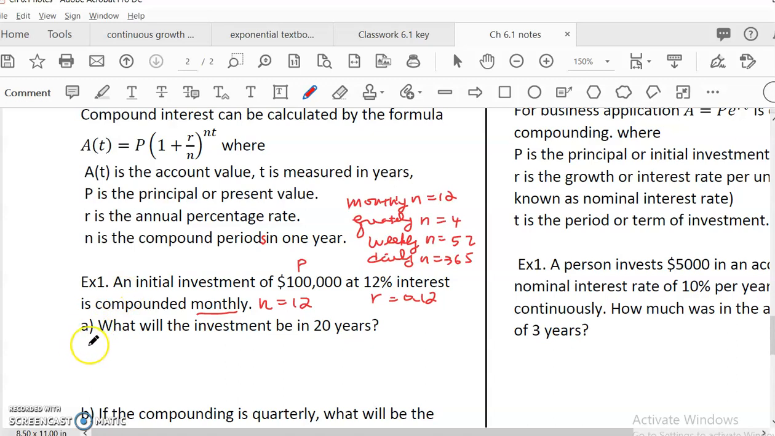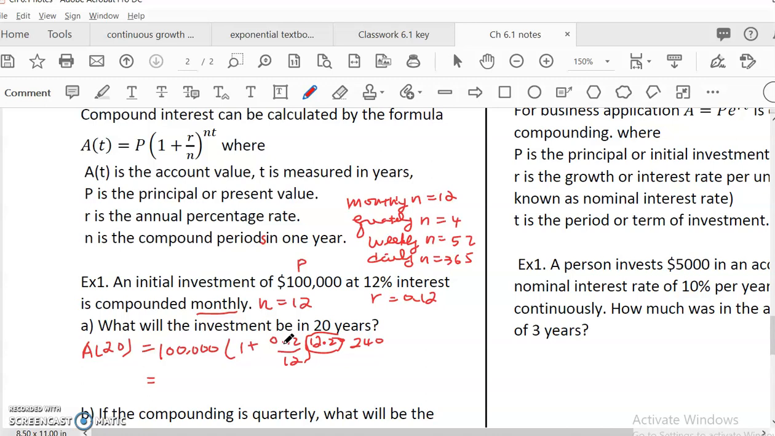So A of 20 is equal to P, 100,000, times 1 plus 0.12 over 12, right? Because it's 12. And then 12 times 20, which is 240. So put everything in the calculator. Don't do any intermediate rounding. Actually, just do the whole thing in one shot. You can simplify the exponent as 240 first, so you can do everything in one shot.